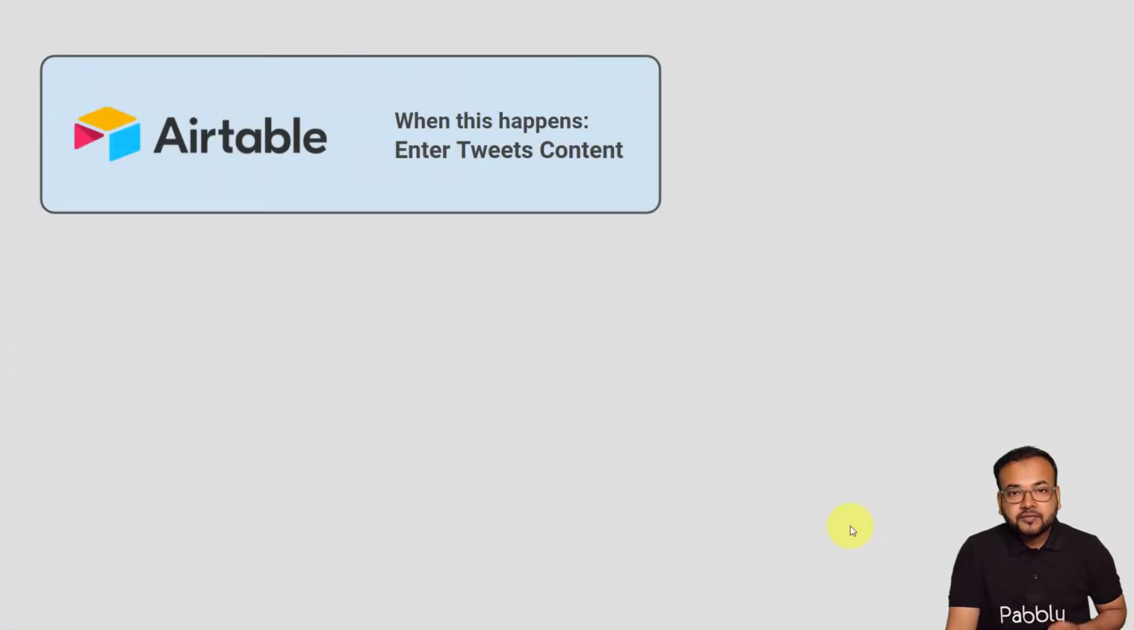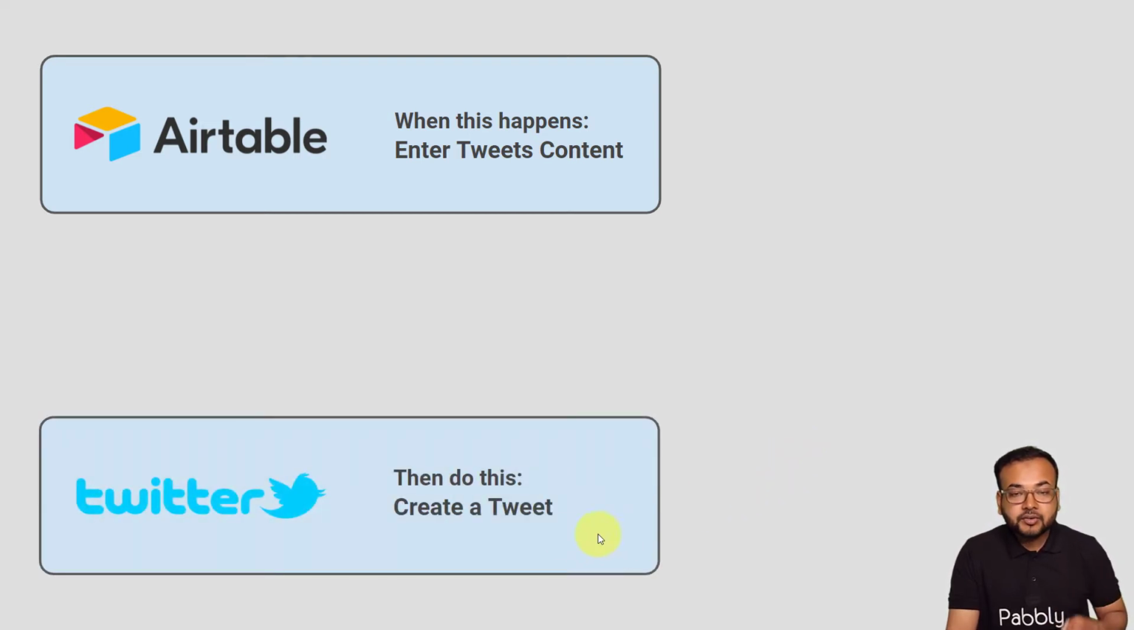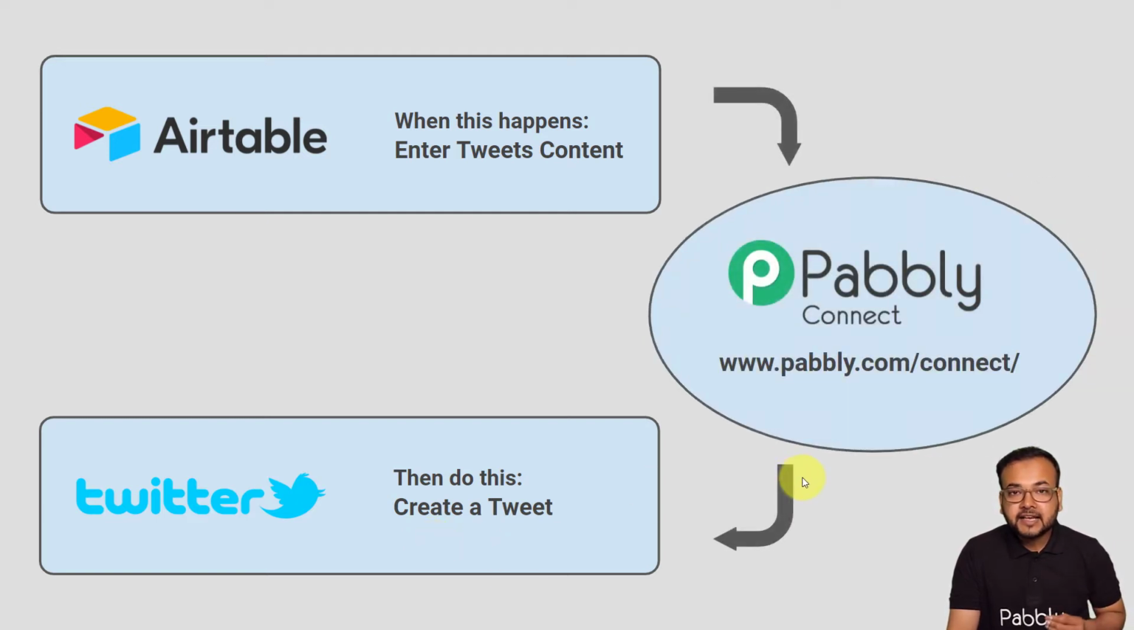So the flow of this automation will look something like this. As and when you enter the tweet's content in Airtable, the same content will be compiled and will be posted as a new tweet in Twitter. And to make this happen, we are using Pabbly Connect, which is an integration and automation tool. And the best part of setting up this automation, guys, is that you will not require any coding skills or programming knowledge. So now let us set up this automation together.